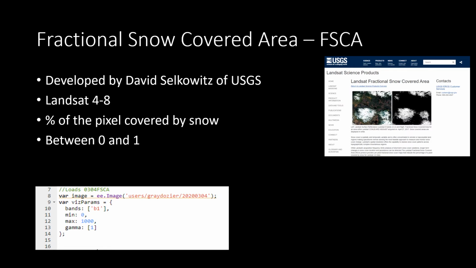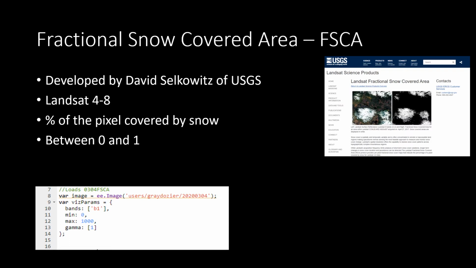Snow cover is spatially and temporally variable and is concentrated in remote regions, making remote sensing the best approach to measure and monitor snow cover change. The acquisition rate of Landsat limits analysis of short-term snow cover variations, but long-term changes in snow cover duration and persistence can be detected. Landsat Fractional Snow-Covered Area, FSCA for short, provides per pixel fractional snow cover maps that indicate the percentage of a pixel covered by snow for Landsat 4-8 data.